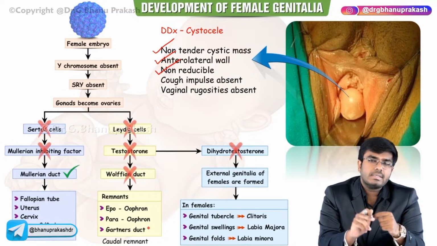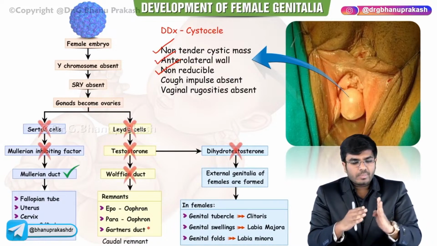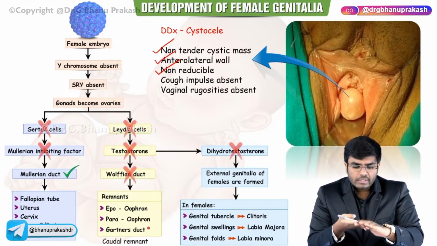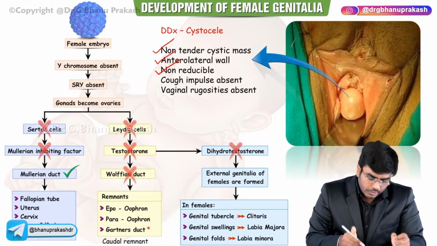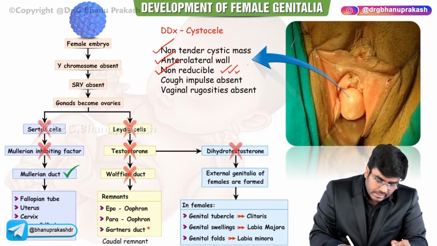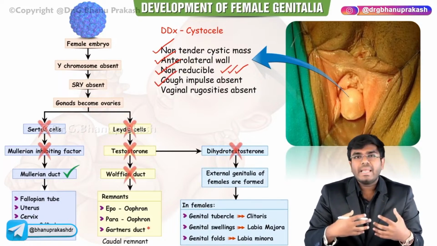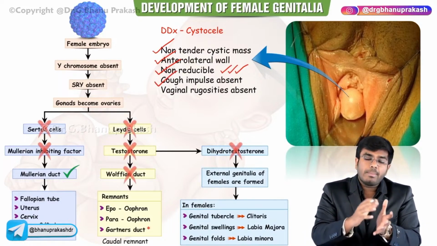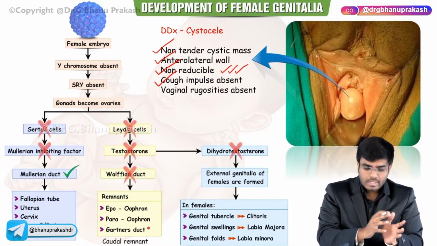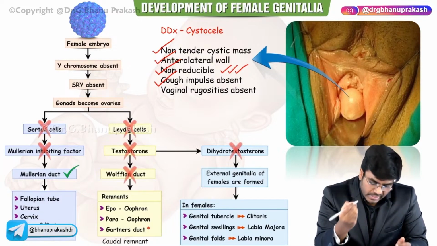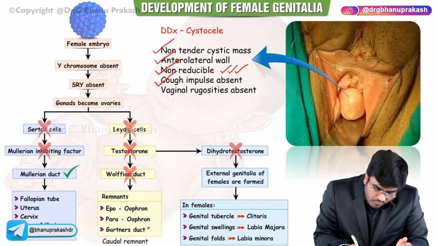See, if it is a cystocele and I try to lift up the anterior wall of the vagina, I can reduce the cystocele, but you cannot reduce a Gartner's duct cyst. With cystocele, whenever a female coughs, you can see an impulse on the bladder. Cystocele is nothing but the bladder falling on the anterior wall of the vagina. So with cystocele, you can see the cough impulse, but with the Gartner's duct cyst, the cough impulse is absent.